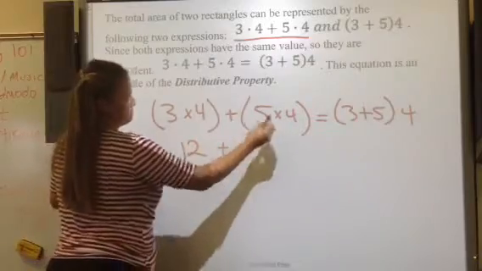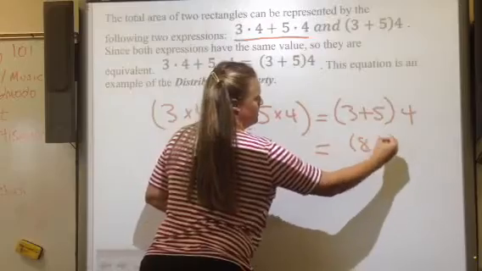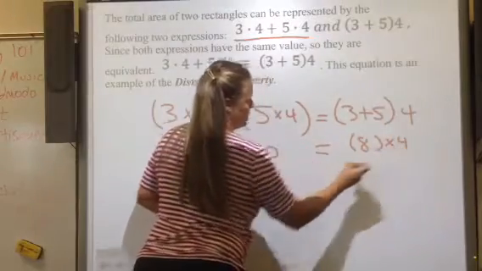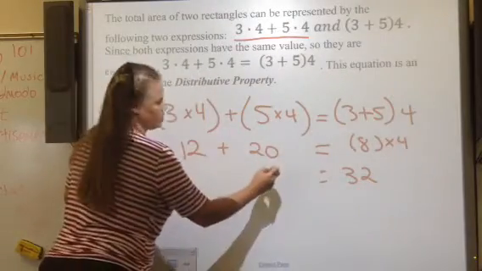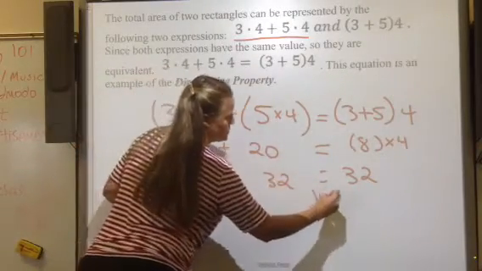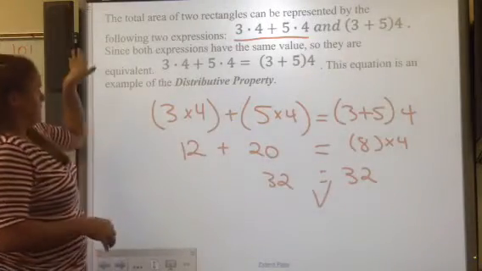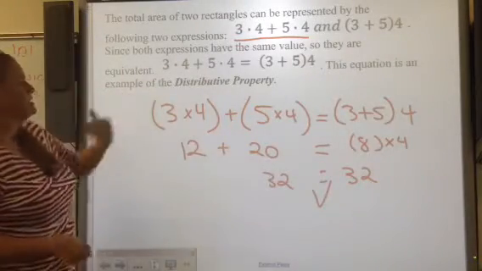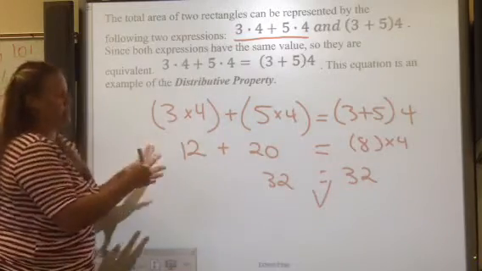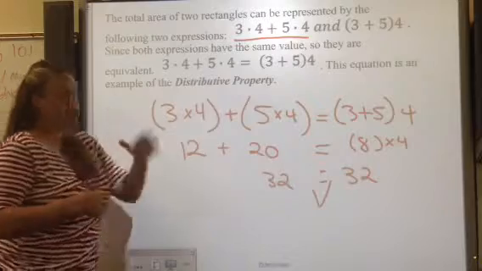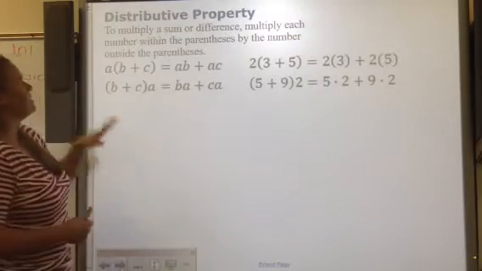So once again, 12 plus 20 is 32. So it is a true statement. They're both equal to 32. So this equation is an example of the distributive property of basically taking the 4 and multiplying it, distributing it to both parts of the problem. So let's look at another example.